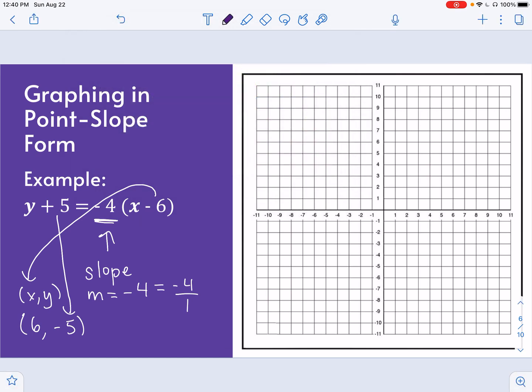So I'm going to start at the point 6, negative 5, and then from there I'm going to go down 4 over 1. And remember, you can do the opposite. You could go up 4, left 1. You just need to make sure that it forms a nice, clean, straight line when you're done. If it doesn't form a nice, clean, straight line, then it's probably a sign that you went a little too high or a little too right or left when you started graphing points.